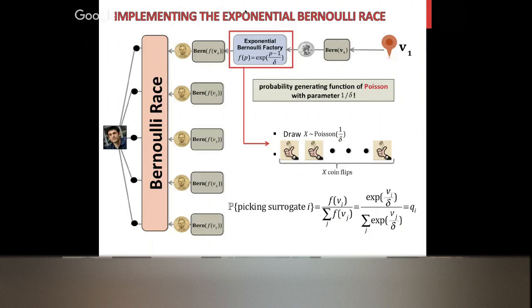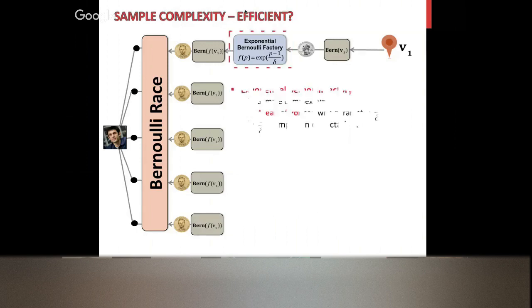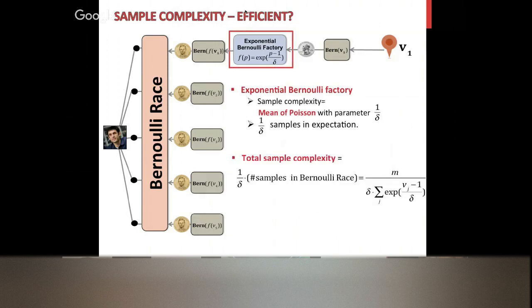Okay, but this is not polynomial time. Maybe you have noticed why. If you think about the running time of the Bernoulli race, what I said was the running time is the expectation of a geometric random variable. Now these are exponential, so this can be quite big. If you count the number of samples, for this guy, the expected value of the Poisson is 1 over delta, which is affordable. But then the number of samples you take in the Bernoulli race is m over the summation of the probabilities, which are e to the power vj minus 1 divided by delta.